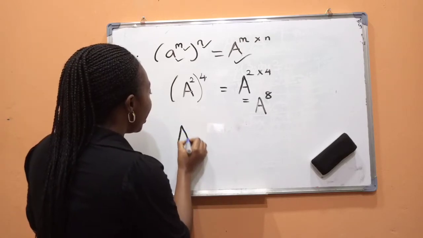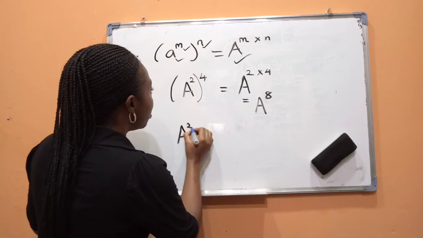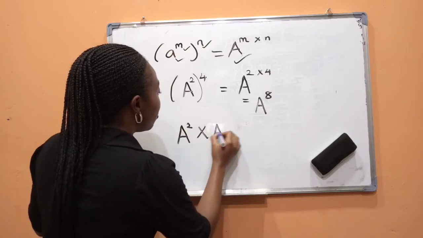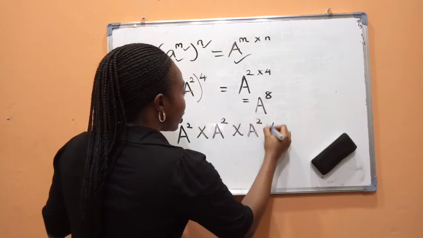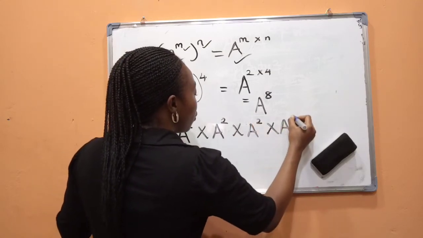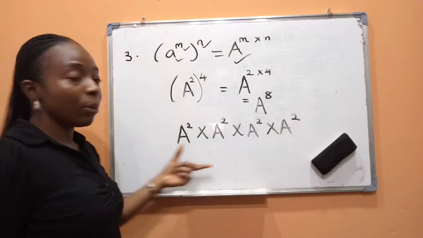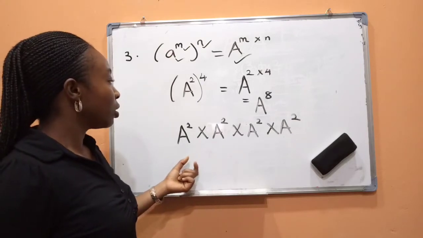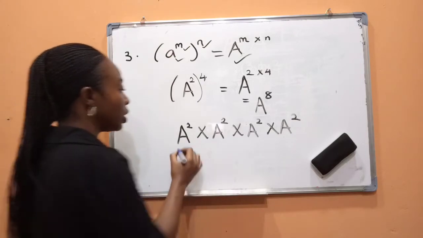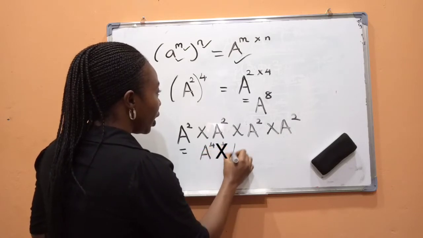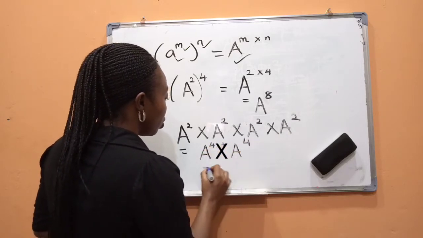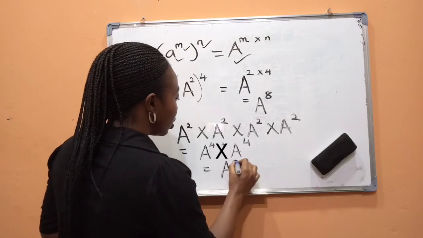Another way we can look at this is to do this. Multiply A to the power of 2 times A to the power of 2 times A to the power of 2 times A to the power of 2. Remember our laws of indices. So when we do this, we will simply have A to the power of 8, which gives us the same answer.